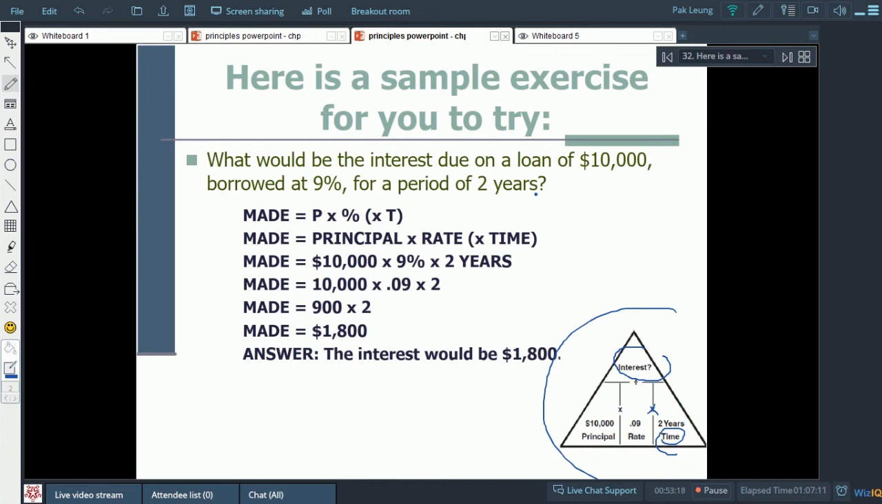What would be the interest due on a loan, okay? How much the bank makes, okay? Of $10,000 borrowed at 9% for 2 years. So $10,000 times 9% times 2 years, okay, $1,800. That's how much the bank will make, okay?